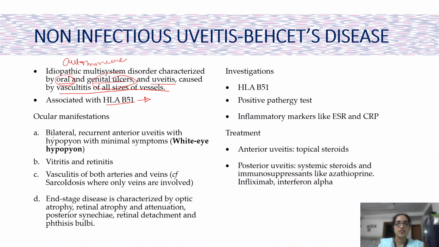So ocular manifestations, usually the anterior uveitis tends to be bilateral, recurrent anterior uveitis with hypopyon with minimum symptoms. That is why we refer to this as white eye hypopyon. And the hypopyon also shifts with a change in position of the head. It can even present with posterior uveitis and panuveitis. Here you can see vasculitis of both arteries and veins. In sarcoid, you saw only that the veins were involved. In end-stage disease, it tends to be very severe inflammation, so you might get phthisis very easily in such patients if not treated properly.